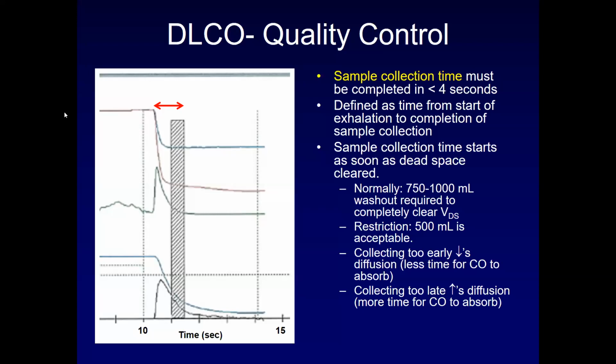If you collect this too late, so you move this bar over to the right, that means you're collecting too late and you're giving carbon monoxide more time to absorb, and you're going to have a falsely lowered value, or excuse me, a falsely elevated value. Apologies.